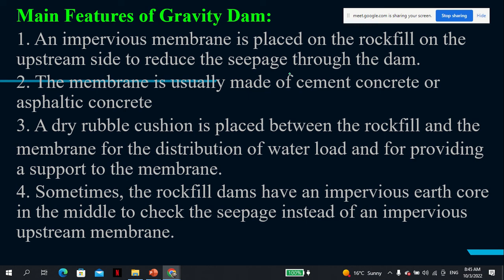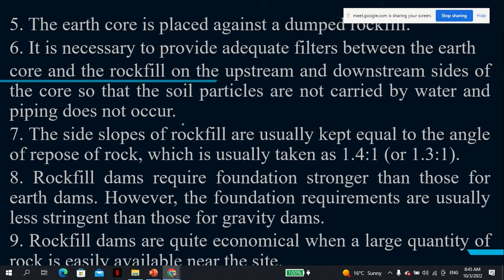Sometimes rockfill dams have an impervious earth core in the middle to check seepage, instead of the impervious upstream membrane. So I've said we need impermeability. Depending on the need and the money at hand, you can use cement, concrete, or you can also use clay, which has low permeability. The earth core is placed against a dumped rock fill. It is necessary to provide adequate filters between the core and the rock on the upstream and downstream sides of the core, so that the soil particles are not carried away and piping does not occur.